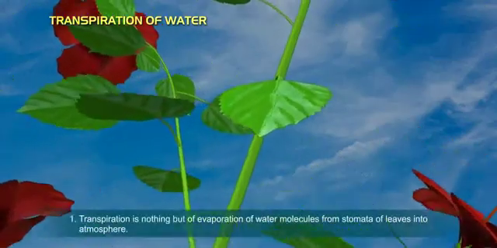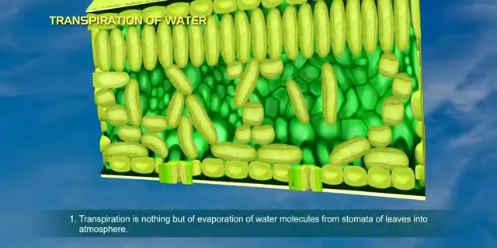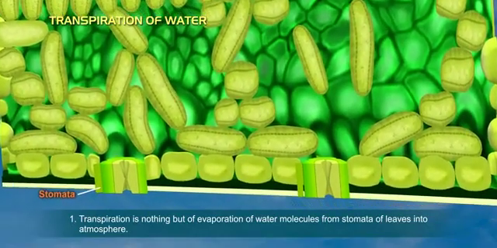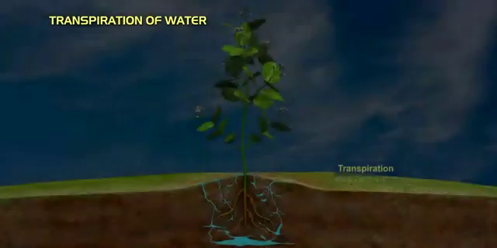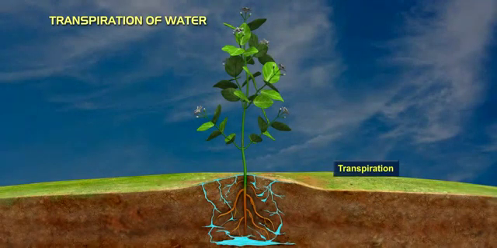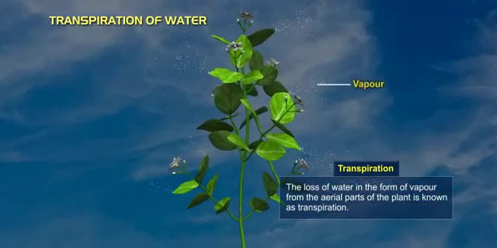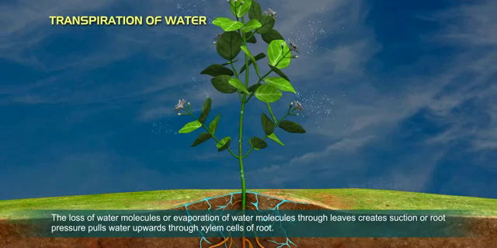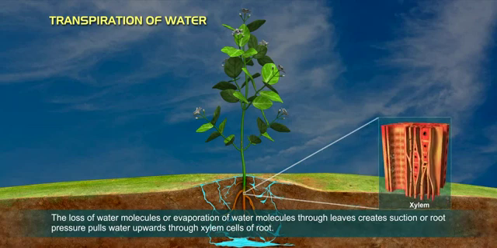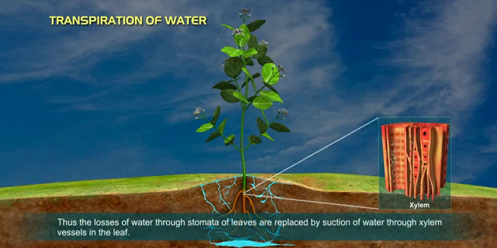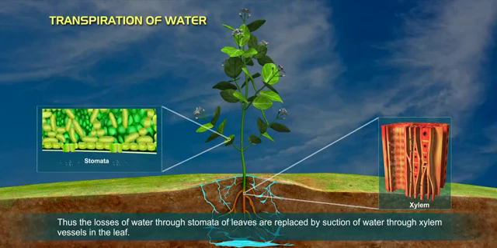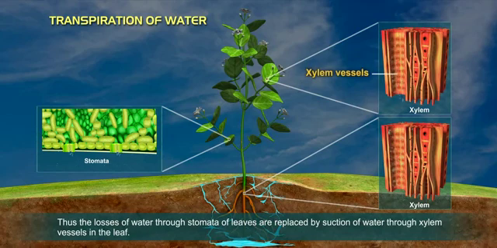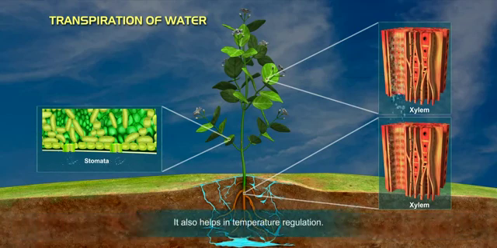Transpiration of water. Transpiration is the evaporation of water molecules from stomata of leaves into the atmosphere. Stomata are surrounded by guard cells. In definition, transpiration is the loss of water in the form of vapor from the aerial parts of the plant. The loss of water molecules through leaves creates suction, or root pressure, that pulls water upwards through xylem cells of root. Thus, the loss of water through stomata of leaves is replaced by suction of water through xylem vessels in the leaf. It also helps in temperature regulation.